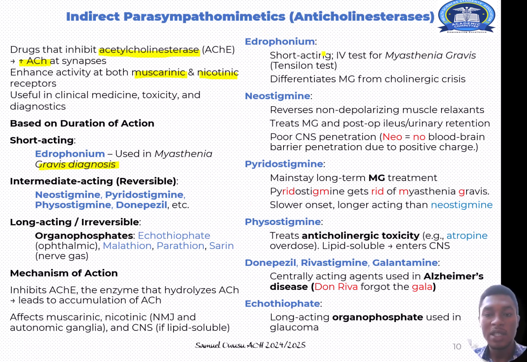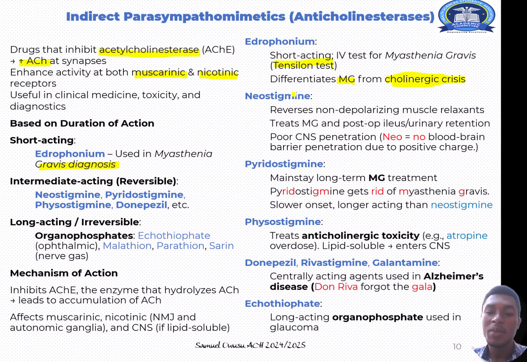Edrophonium, like I mentioned, is short acting, and we use it in the testing of myasthenia gravis, and it's called the Tensilon test. Okay, it is used in diagnosis, not to treat, and it differentiates myasthenia gravis from cholinergic crisis, and this is also high yield. We want to remember that in the exams.